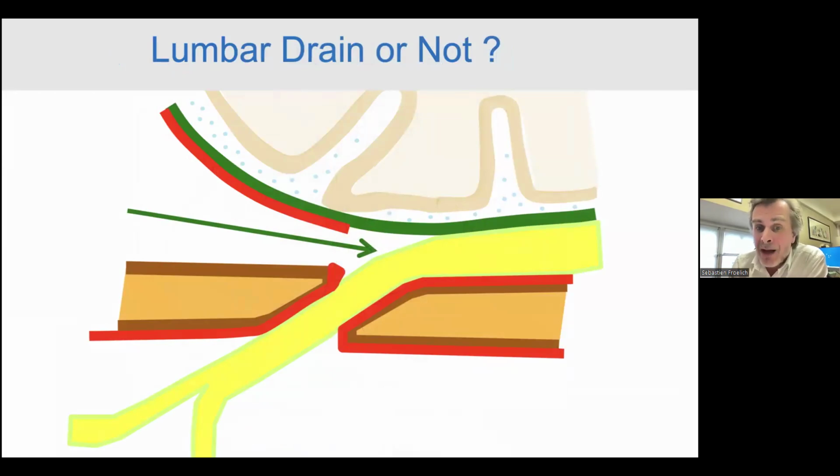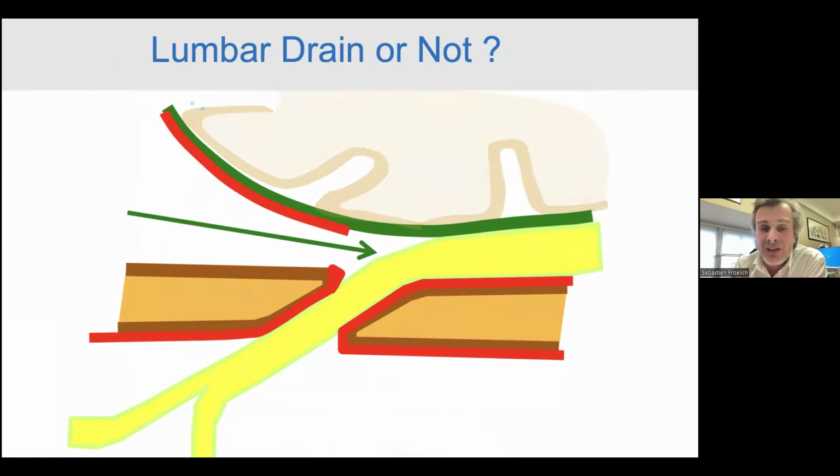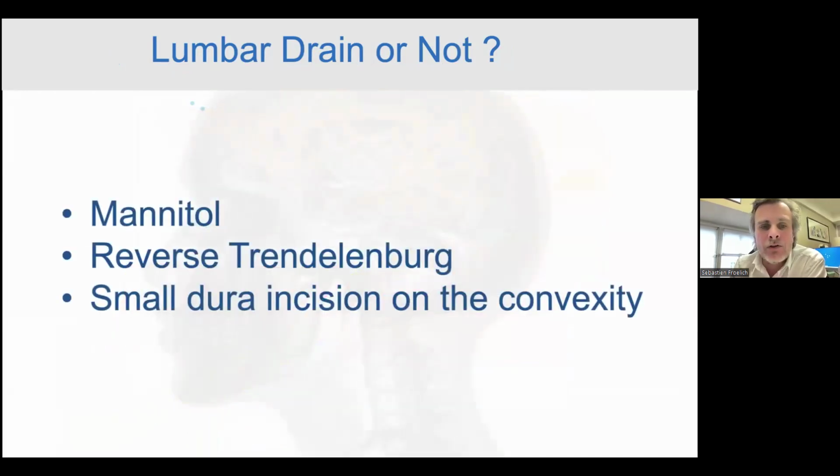Do I use a lumbar drain? No, because I want to keep the CSF around the brain while I am retracting the dura. This CSF is a protection for the brain. If you remove all the CSF before you peel, then when you peel the dura, you can directly injure the brain behind it. So personally, I try to keep the CSF inside as much as possible.